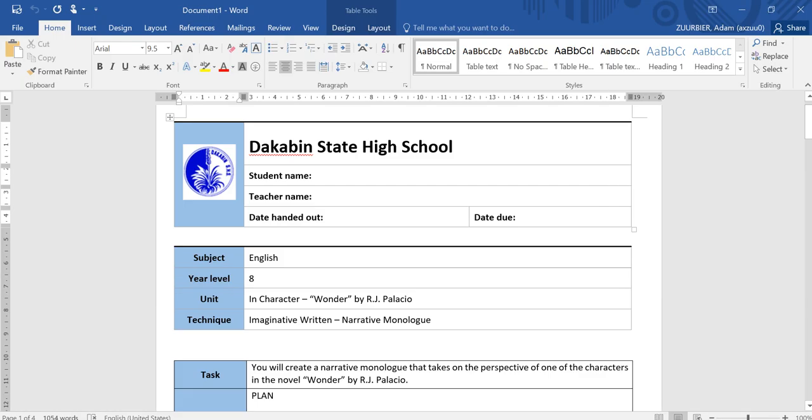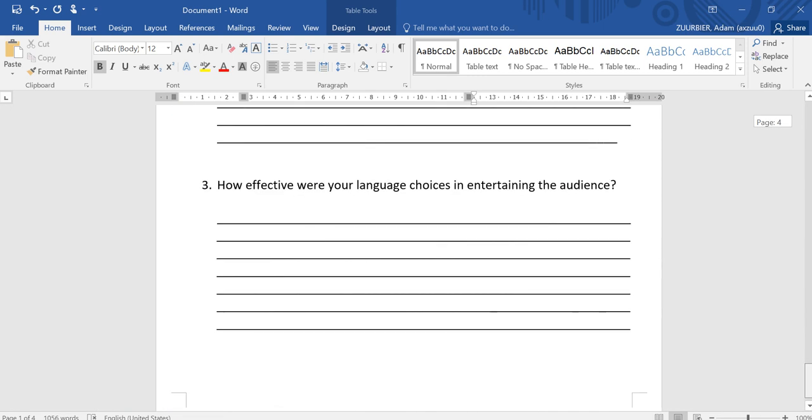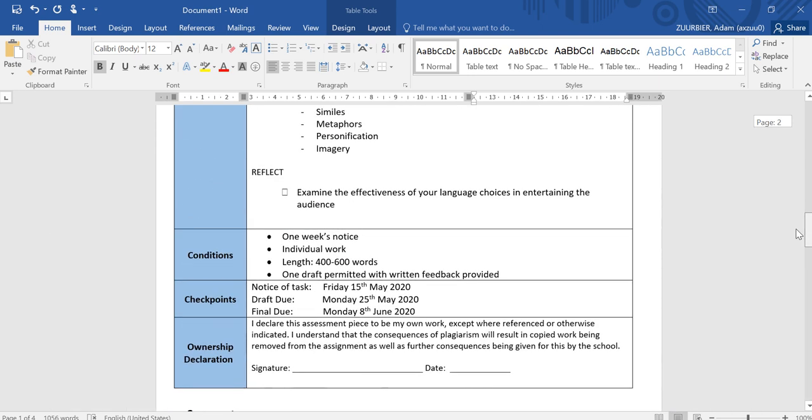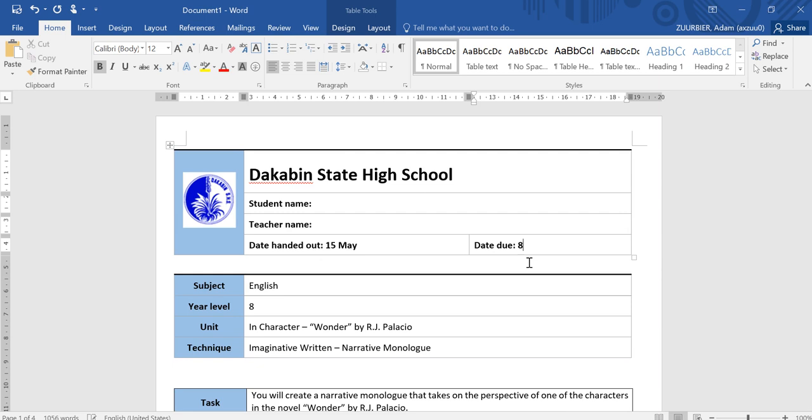All right, so here's the task sheet itself. Now, usual information up here. The date that it was handed out, well, for you guys, that was on Friday, the 15th of May. The due date is actually down the bottom of the task sheet here. The due date is the 8th of June. And there is a draft due on the 25th of May.